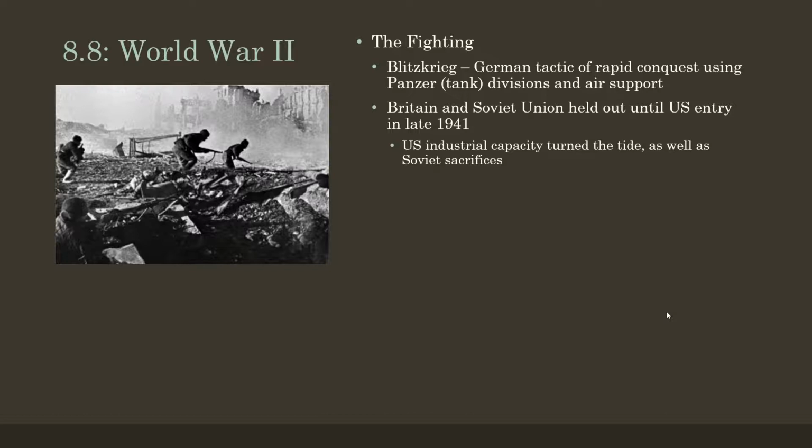It's turned for two reasons. One, the United States industrial capacity is the most powerful in the world. And once the U.S. economy starts gearing up for war, there is nothing that the Axis powers can do about it. By 1944 and 1945, the United States is outproducing every other country in the war combined. The other thing is that the Soviets make millions of sacrifices.